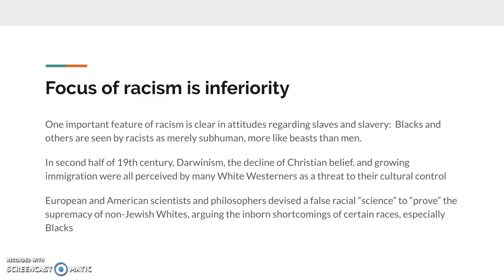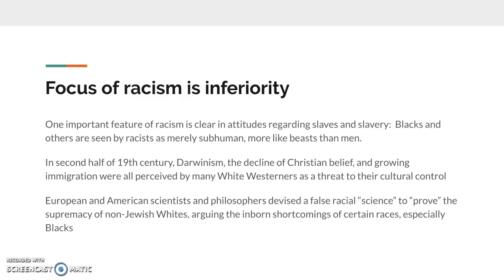This is where we get this whole racial science thing. The European and American scientists and philosophers and sociologists, I would say, devised this sort of false racial science to quote unquote prove the supremacy of whites, specifically non-Jewish whites, and at the same time arguing the inborn shortcomings of certain races, especially blacks in the beginning. They also used it to argue the shortcomings of indigenous Native Americans, and then later on, people coming from Latin America who were brown also. Then later on, people coming from Asia who were not white Westerners as well.